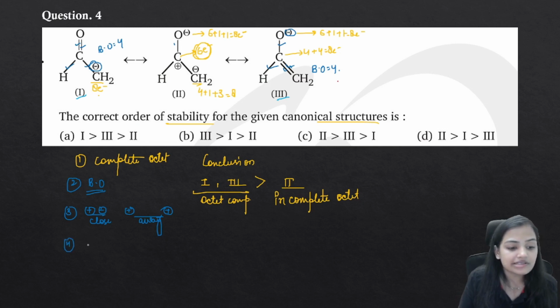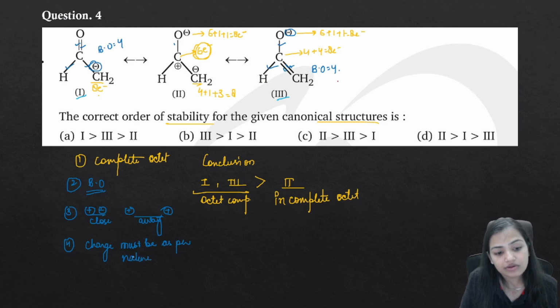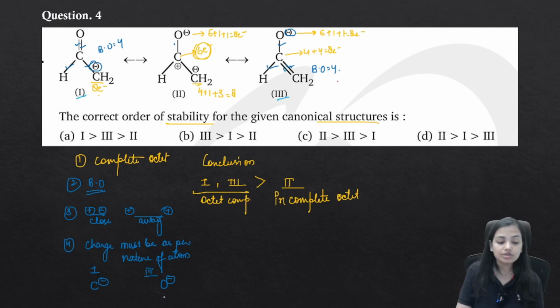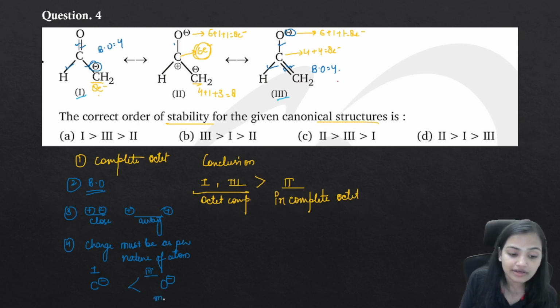The fourth point is charges must be as per the nature of the atom. If you go with this particular pointer, what do you conclude? Here in structure number first, we have a negative charge over the carbon. In structure number third, we have a negative charge over the oxygen, so which is stable? Guys, out of carbon and oxygen, oxygen is more electronegative.